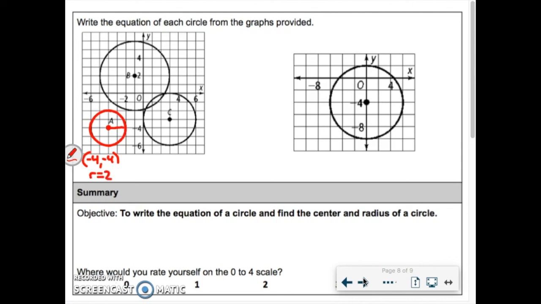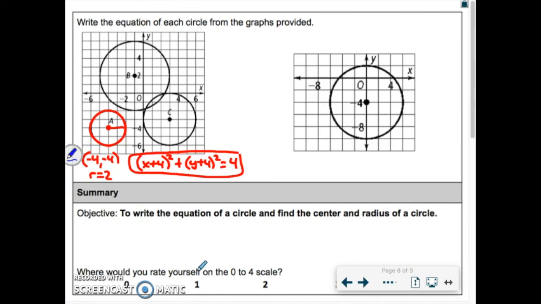So what I can do is I can write my final equation now that I know what H and K and R are. So that's going to be x minus negative 4, so positive 4, squared, plus y minus negative 4, so plus 4, squared, equals 2 squared, which is 4. That's the equation for the red circle A.